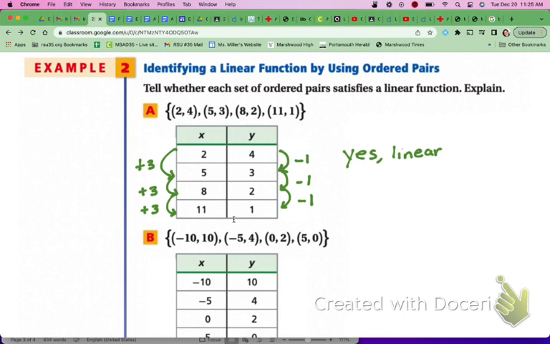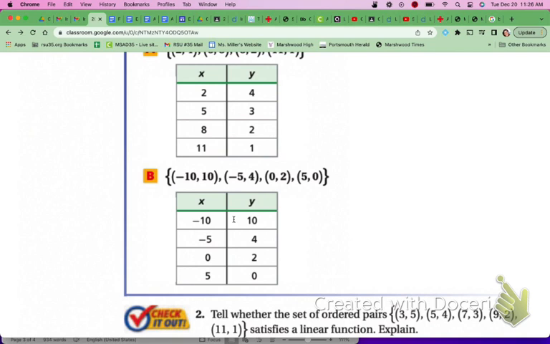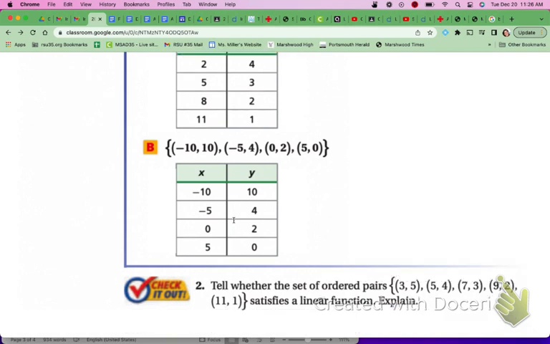Let's go down to B. What's happening to your x's each time? Adding 5. So we're doing a +5 each time. But then what's happening to your y's? We're subtracting 6, subtracting 2, subtracting 2. So is that constant? No. So not linear.